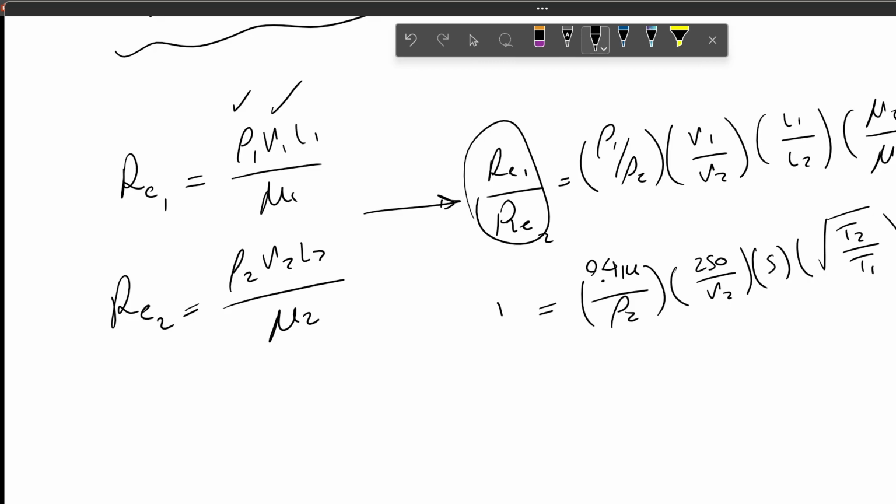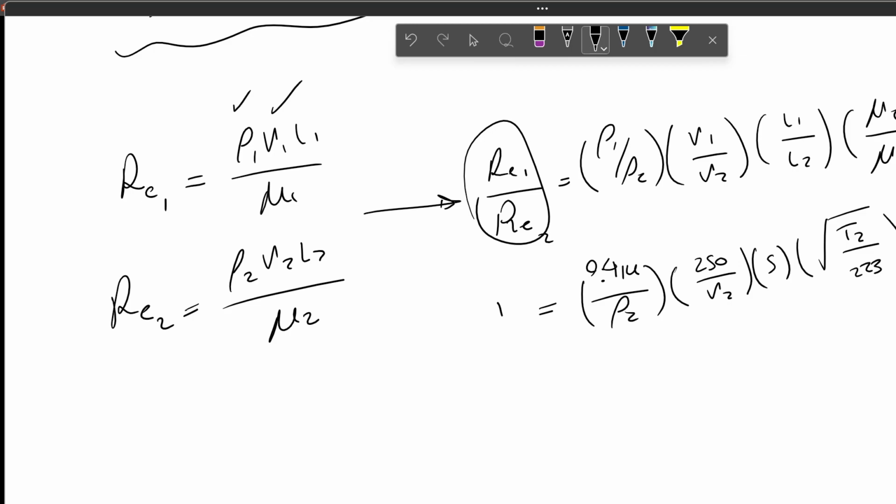And what was the temperature T1? 223. Is that 223 kelvins? Okay, so we have one equation that has T2, rho 2, and V2.